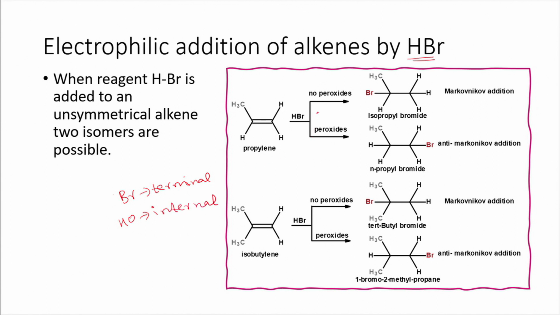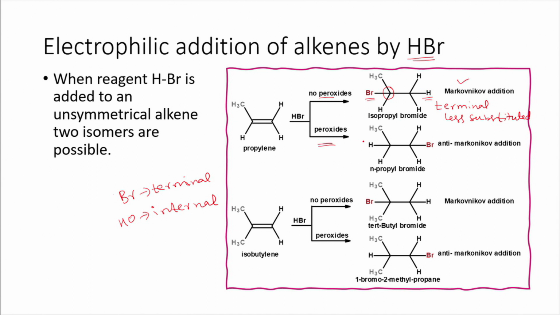And in this particular case, when we are using no peroxide, the HBr addition happens as follows: the hydrogen actually adds to the terminal carbon, or we can call this the less substituted carbon. So, the addition of hydrogen happens to the less substituted carbon and the bromide ion adds to the more branched or the more substituted carbon atom. So, this type of addition is called Markovnikov addition.